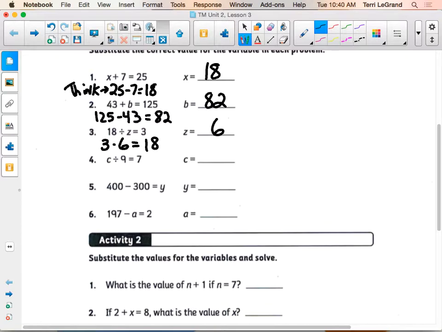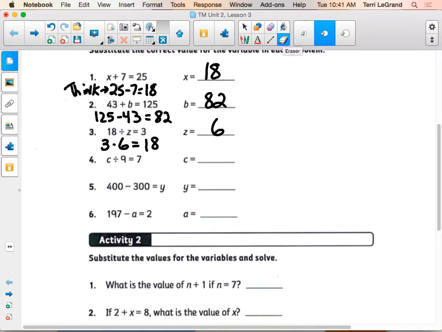Okay, number 4. Caden? 16. Okay, why is it 16? Give me your reasoning. Minus 16. Are you changing your mind? It would be 16 if the operation was what? Subtracting. Yeah, if it was subtracting, then that's what it would be. Okay, so we're going to let somebody else override you.